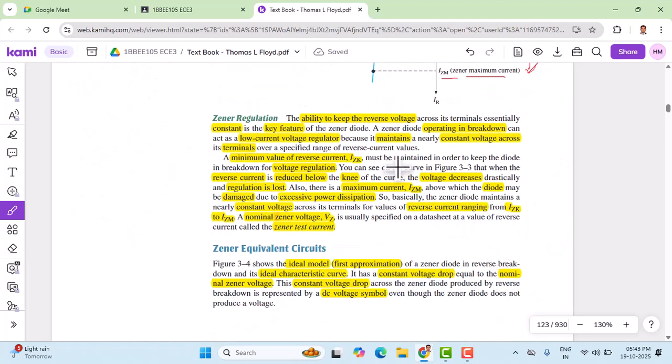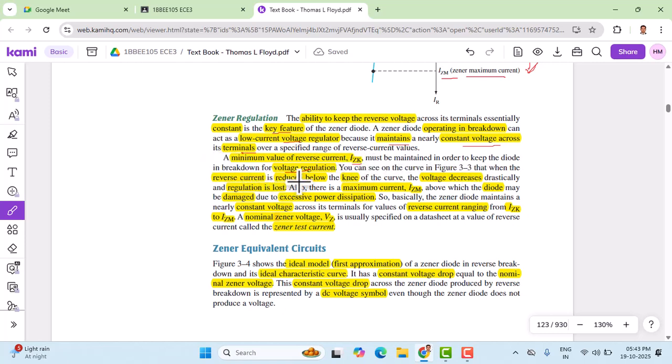The ability to keep the reverse voltage across its terminals constant is one of the key features of the Zener diode. A Zener diode operating in breakdown acts as a low current voltage regulator, because it maintains constant voltage across the terminals. A minimum value of Zener current, IZK, must be maintained in order to keep the Zener diode in breakdown for voltage regulation purposes. This is a minimum value, as I have already mentioned.